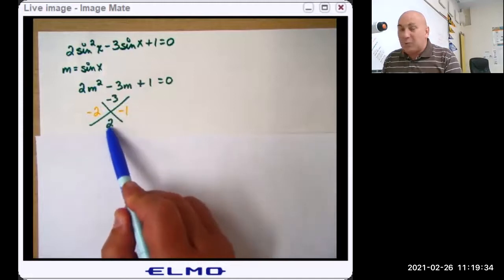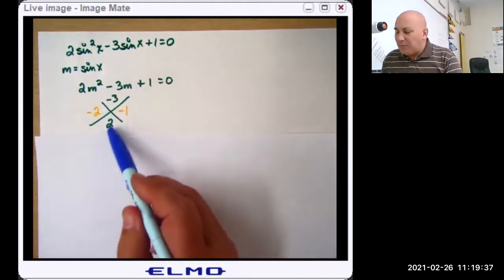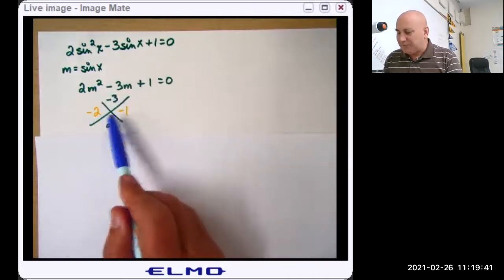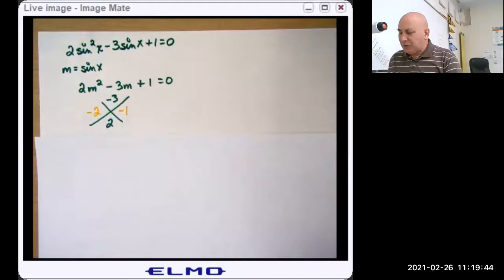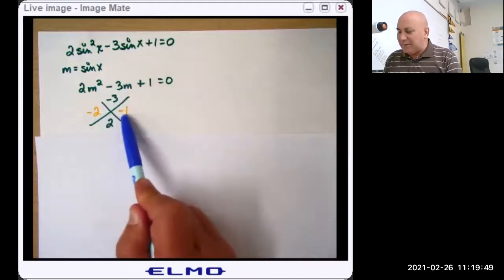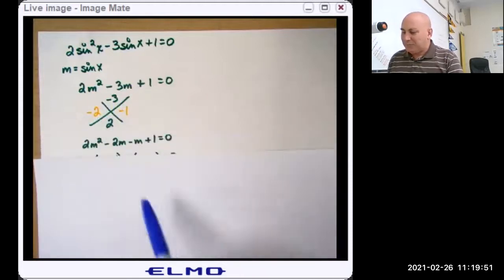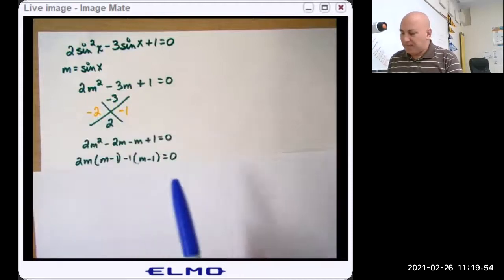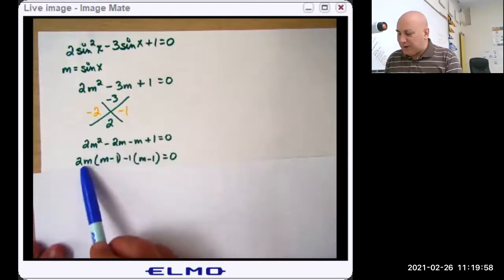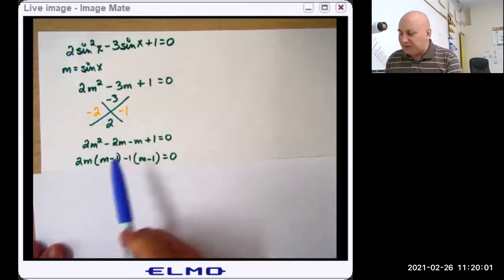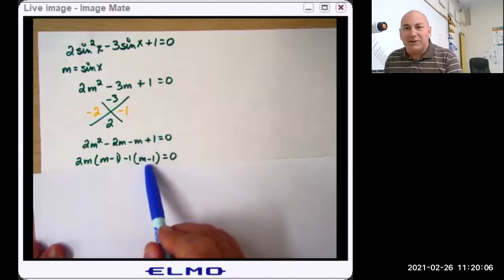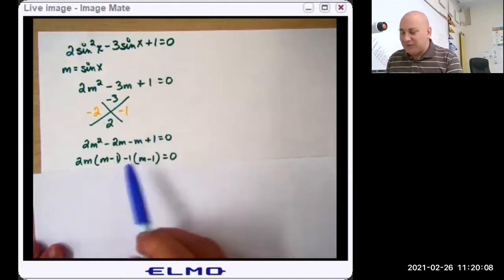What integers multiply to give 2, add to give negative 3? Well, here they are. So I rewrite this, splitting up the negative 3m to negative 2m minus 1m. Find the greatest common factor in the first two terms is 2m, and I'm left with m minus 1 in the parentheses. What do I have to factor out of the next two terms to have an m minus 1 in the parentheses? Got to factor out a negative 1.